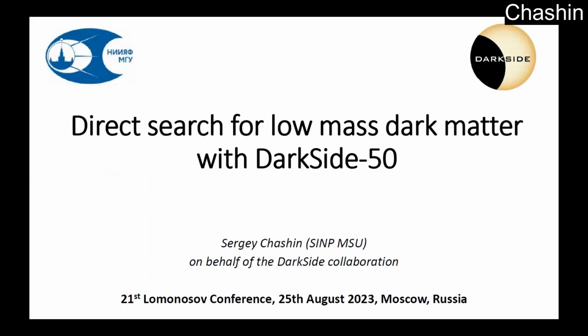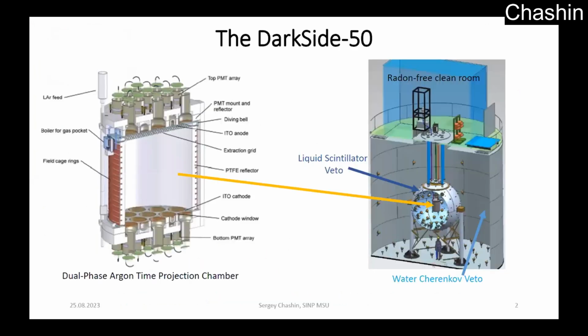Good evening. Today I will present the current status of the direct search for low mass dark matter with DarkSide-50. First of all, a couple of words about the DarkSide-50 experiment. The main part of the detector is the dual phase argon time projection chamber, which is filled with 50 kilograms of highly purified liquid argon with a small gas pocket on the top.